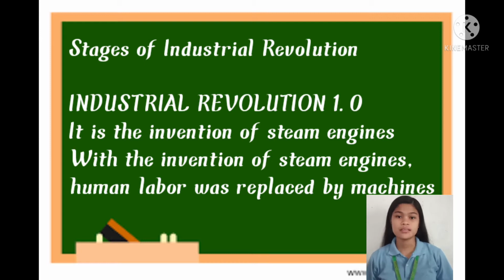The first one is Industrial Revolution 1.0. It began in the 18th century. It is known for the invention of the steam engine. With the invention of the steam engine, human labor was replaced by machines. Many laborers lost their jobs because machines do their work efficiently.